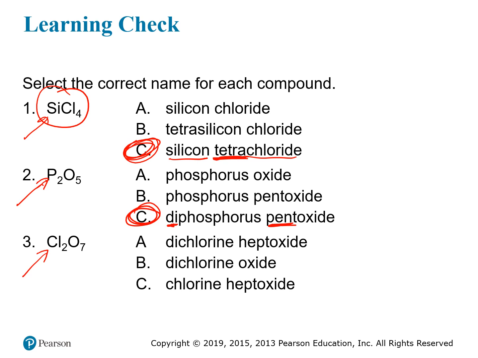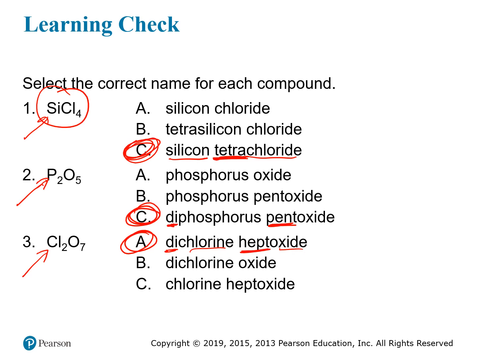And then in the last one, you have Cl2O7. In this case, the Cl2 means that you have 2 chlorines, and the O7 means you have 7 oxygens. So 2 chlorines is dichlorine, and 7 oxygens is heptaoxide or heptoxide. So the answer here is A, dichlorine, di for the 2, and hepta for the 7. And then chlorine and oxide.